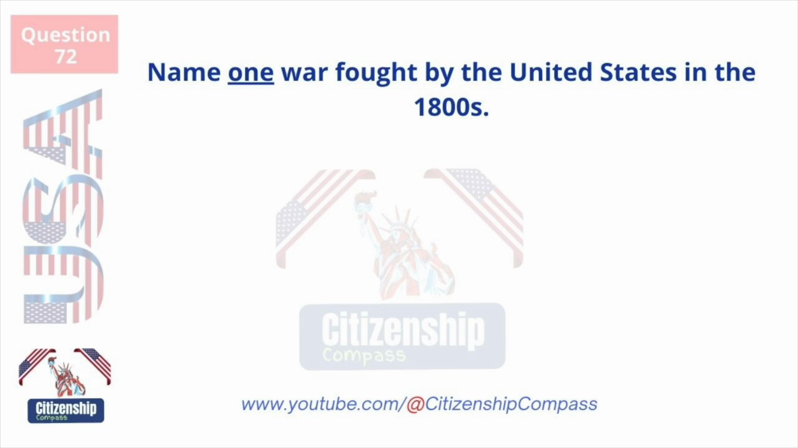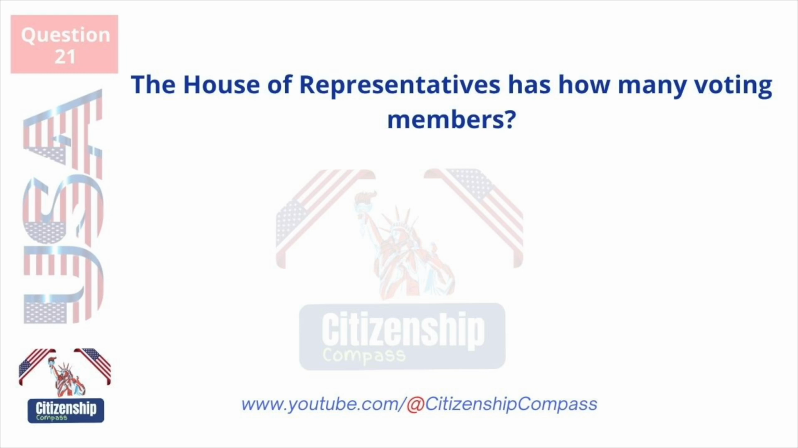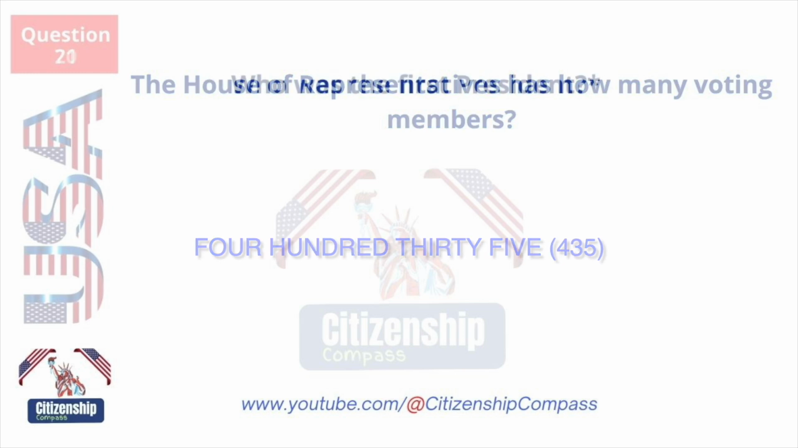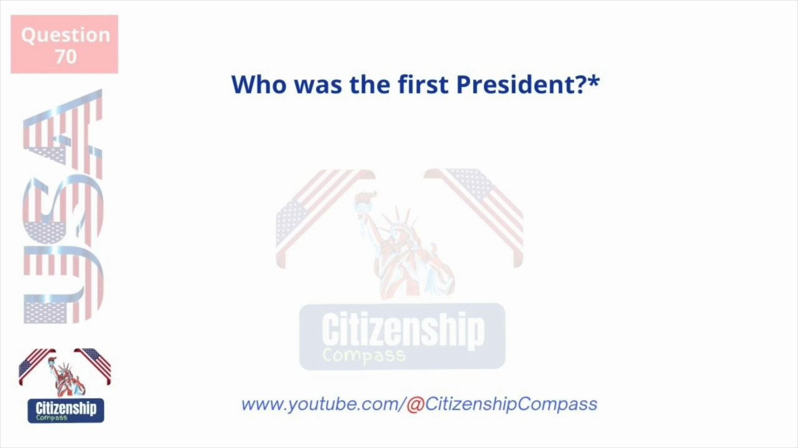Name one war fought by the United States in the 1800s. Civil War. The House of Representatives has how many voting members? 435. Who was the first president? George Washington.